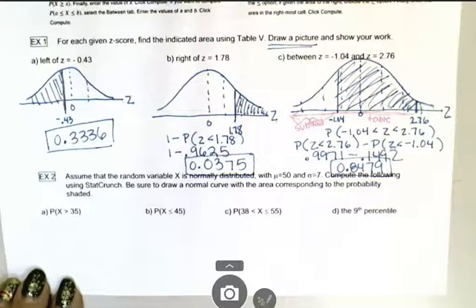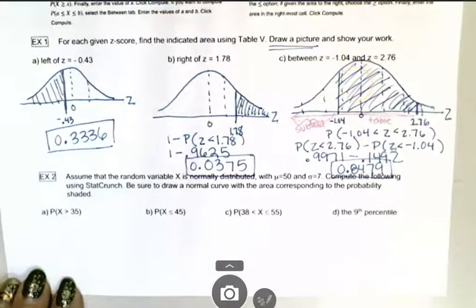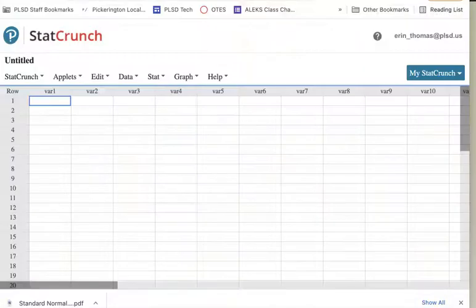So using StatCrunch is so user-friendly for this. And unfortunately, I can't project both my paper on my low-tech and my StatCrunch at the same time. So I'm going to switch over to StatCrunch here. And the directions for StatCrunch, there's 2 sets. There's finding the area under the standard normal curve, and then there's finding scores corresponding to an area. So in this case, we're asked to find probability. Probability is the same as finding area. So it's the first set of directions.